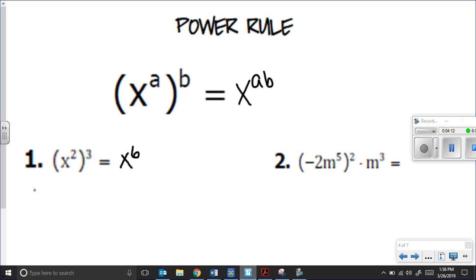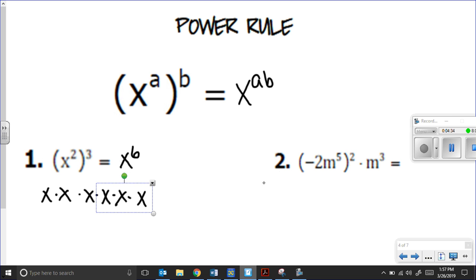Because really this means, we know cubed is something 3 times. So x squared, which is x times x, and this means I need to have it 3 times. So x times x times x times x times x. So we end up with 6 x's, so this is x to the 6th power.